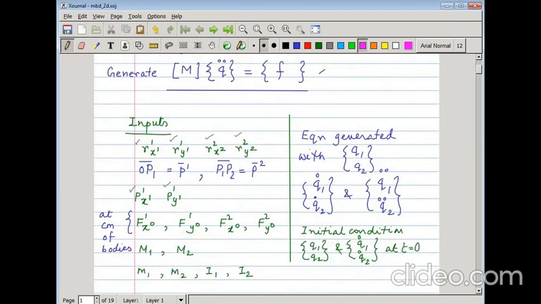And we have to give the forces, the active forces at the center of mass of the body. So these are the active forces at the center of mass of the body. These are the active moments.